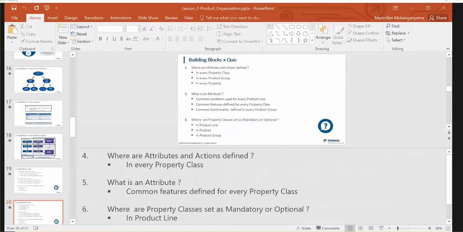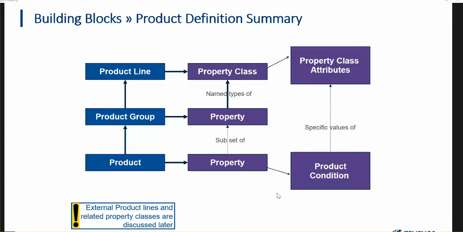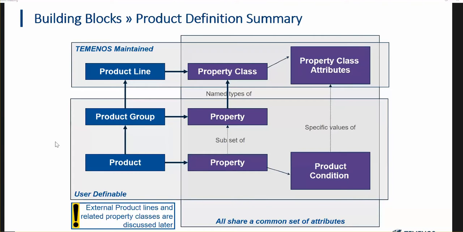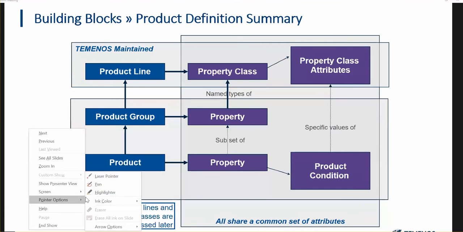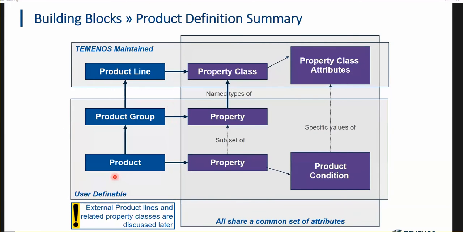What I'm trying to explain to you now is just represented in a diagram. This product line is created by Temenos. It is made up of property classes. That's all that's in the product line. Temenos will tell us which property class is mandatory and which one is optional. Clear. We've covered this.